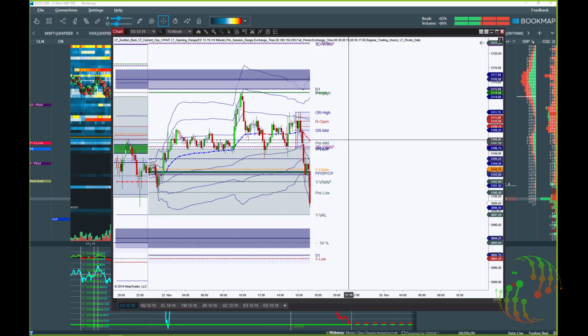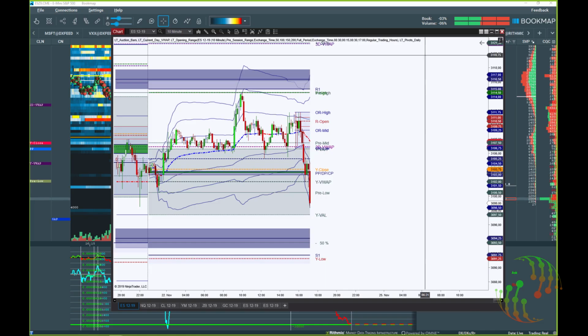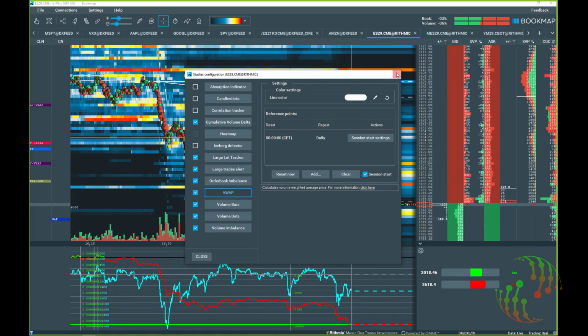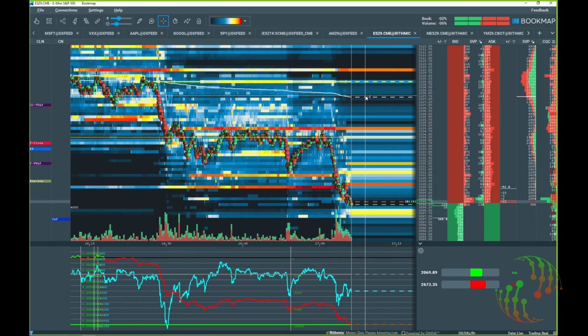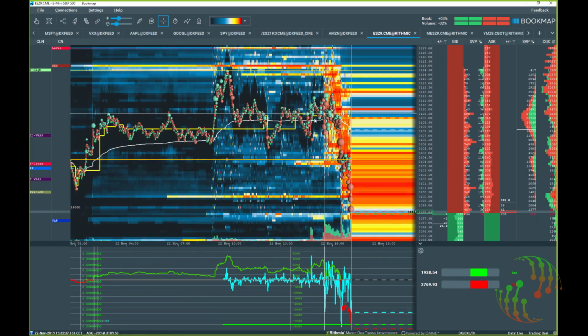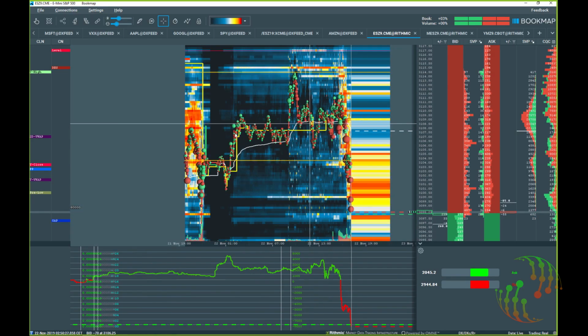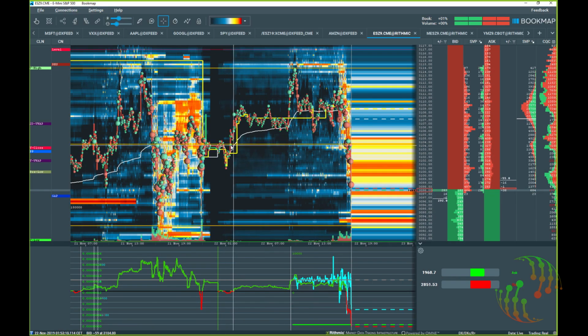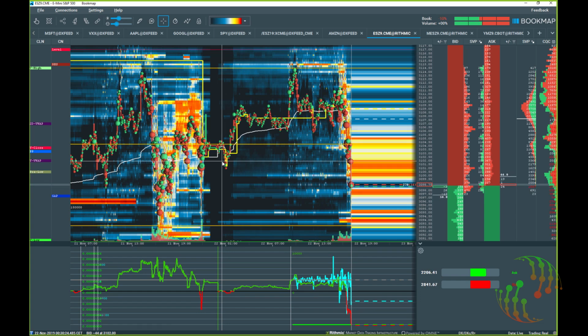Where's the VWAP? Here's the VWAP. This is the VWAP here. You should have the same numbers on your chart as well, on your Bookmap chart here. The only thing you have to have in Bookmap is the full session data. That means you have to have a subscription for historical data.